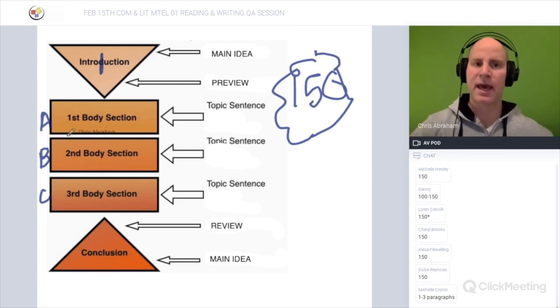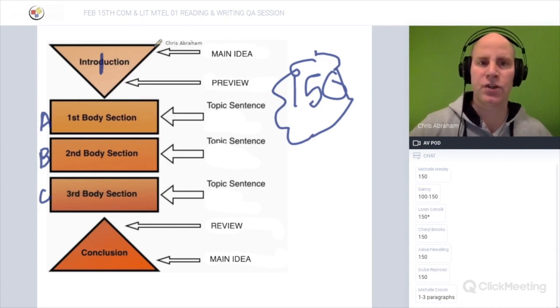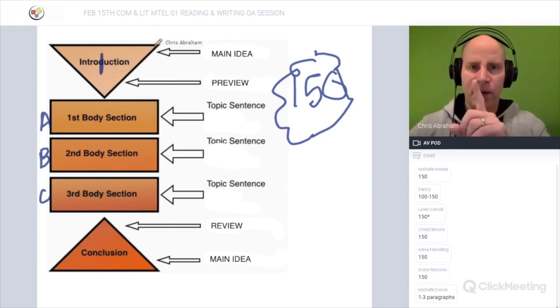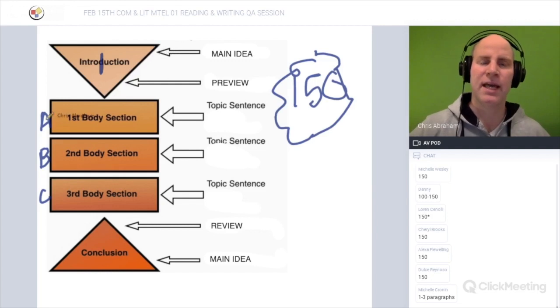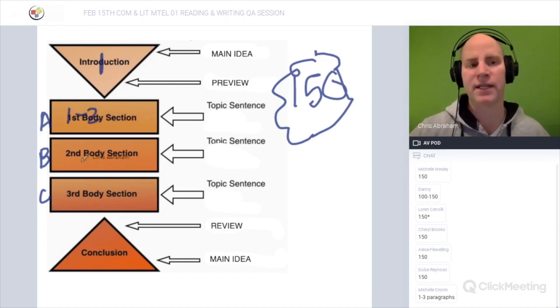Each one of these, A, B, C, matches up with a paragraph, okay? So you're taking paragraph one and you're summarizing it in one sentence. Then for the next couple of paragraphs, you're taking each one of those supportive paragraphs and turning it into maybe one or two sentences. One or two sentences, one or two sentences, and one closer.